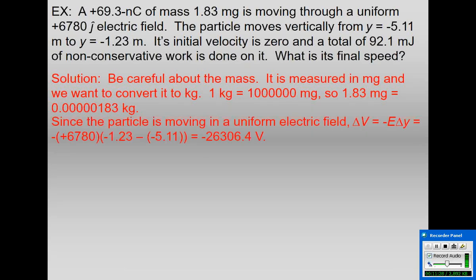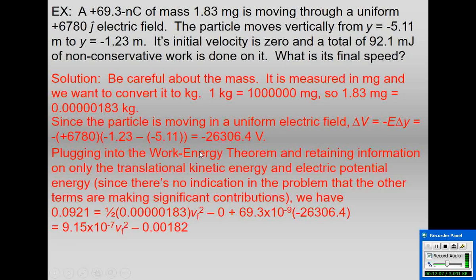We have the particle moving in a uniform electric field, so we can calculate the change in the voltage. The change in the voltage is going to be minus the field strength times the change in displacement. And the field strength is 6,780 volts per meter. And the change in displacement, final minus initial, negative 1.23 minus negative 5.11. We get that the change in voltage is negative 26,306.4 volts.